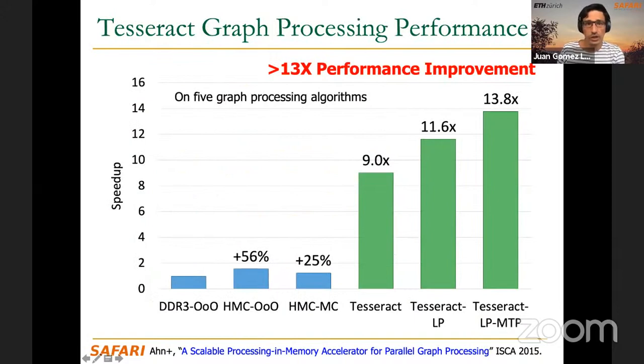And now we can take a look at the performance results. This is the speedup of the different systems with respect to the baseline. So the execution time is normalized to the execution time of DDR3-OoO. That's why this is speedup equal to 1. And we already obtain some performance improvement from the use of HMC memory in the host system, right? So these are the other two baselines. And as you can see, they perform faster than the DDR3 baseline. That's reasonable, makes sense, and it's good.